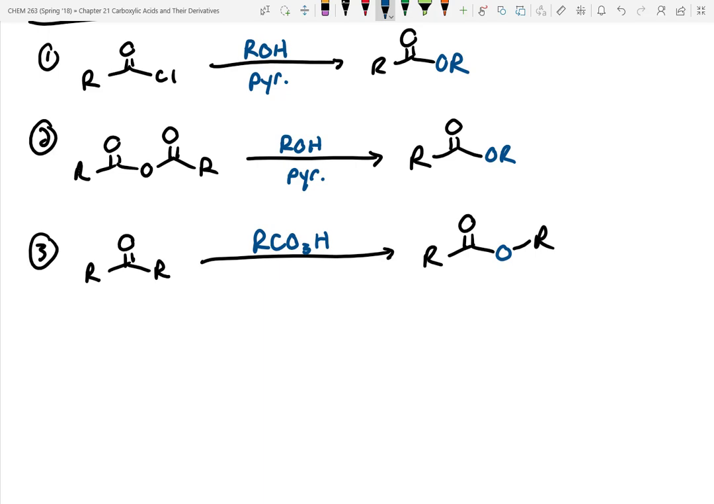And it's important to remember which group shifts. So if your R group is a hydrogen, you actually make a carboxylic acid, not an ester. So understanding shift priorities is important.